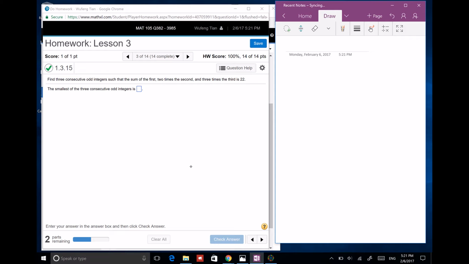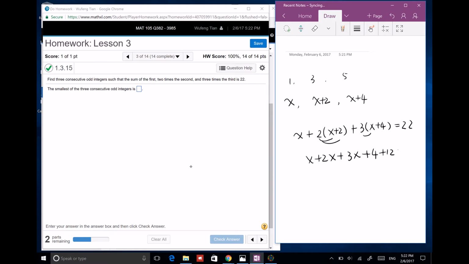Next one, find 3 consecutive odd numbers. So first, suppose the first one is x. Because they're consecutive odd numbers, the next one is going to be x plus 2. For example, 1, 3, 5, right? The difference is 2. So next is x plus 4. The sum of the first, x, 2 times the second, x plus 2, 3 times the third, x plus 4, equals 22. So x plus 2x plus 3x plus distribute, 4 plus 12 equals 22. So 6x equals 6. So x equals 1. So it's going to be 1, 3, 5. The answer is 1, 3, and 5 for this one.